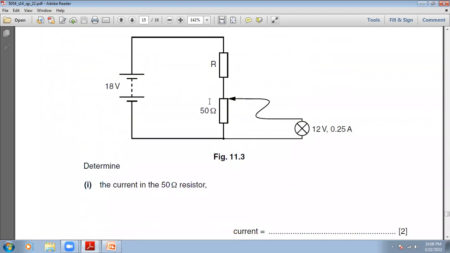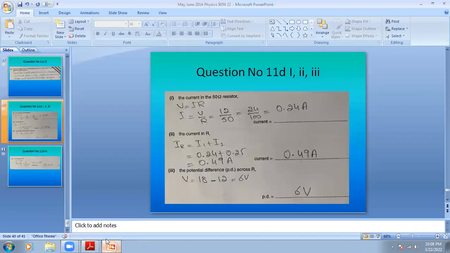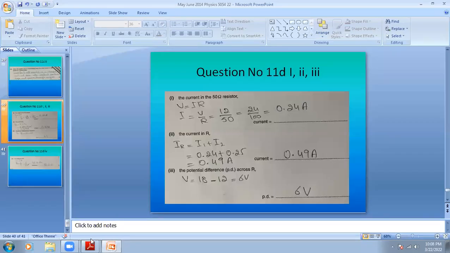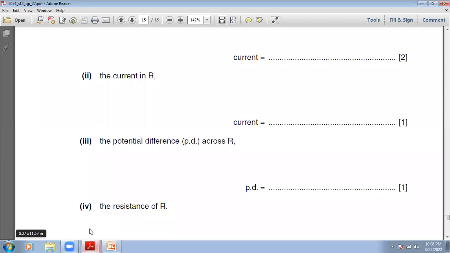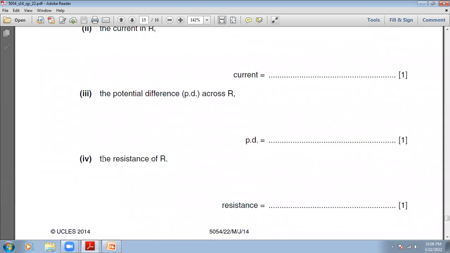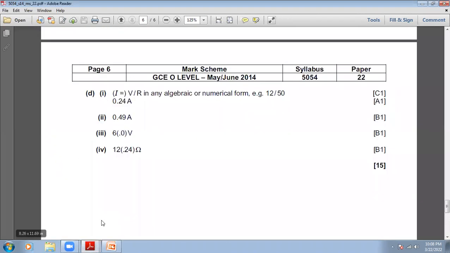The current in the R: you see 0.24 ampere is flowing from here, 0.25 ampere is flowing from here. So here the current flowing will be this current plus this current. So the current through the R will be 0.24 ampere plus 0.25 ampere, and it will be 0.49 ampere. Then he says the potential difference across the R.